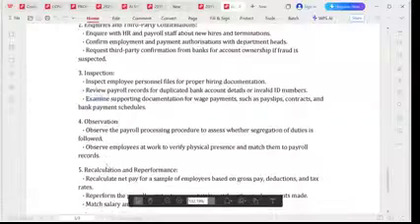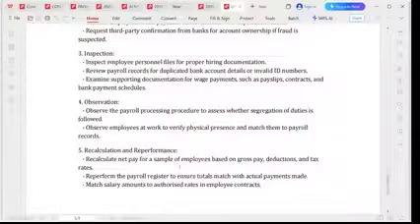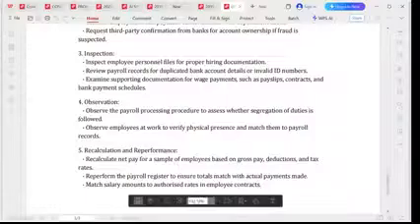Then lastly, we have recalculation and reperformance. Recalculate the net pay for a sample of employees based on gross pay, deductions, and tax rates. Reperform the payroll register to ensure totals match the actual payments made. Match salary amounts to authorized rates in employee contracts.